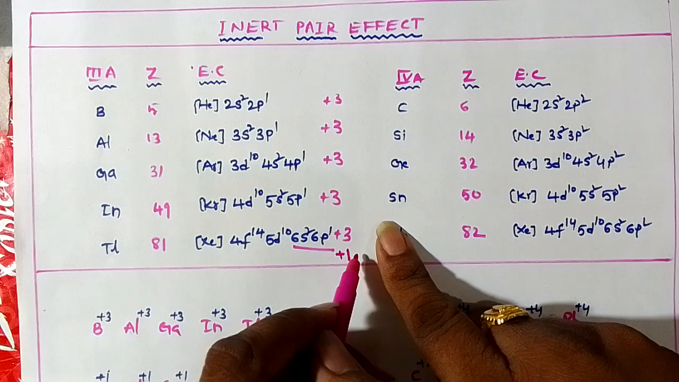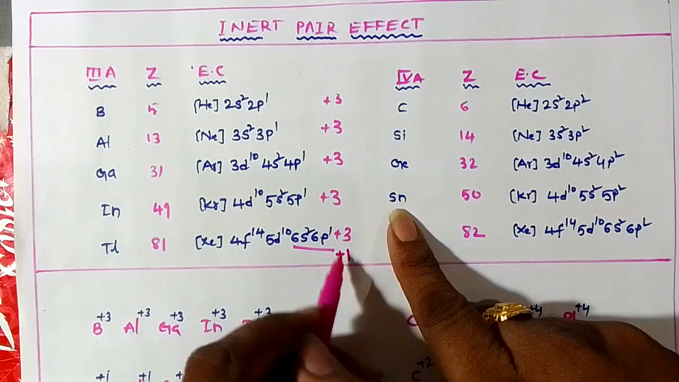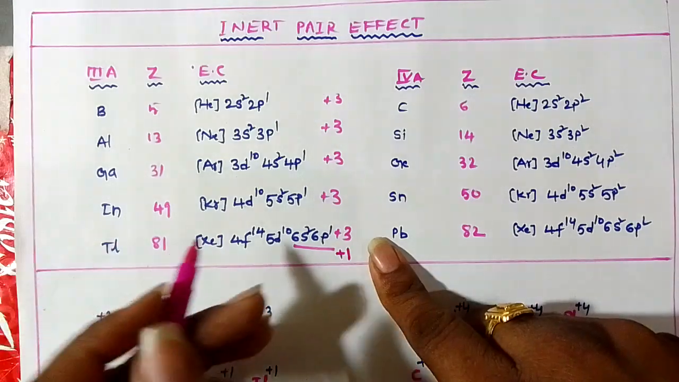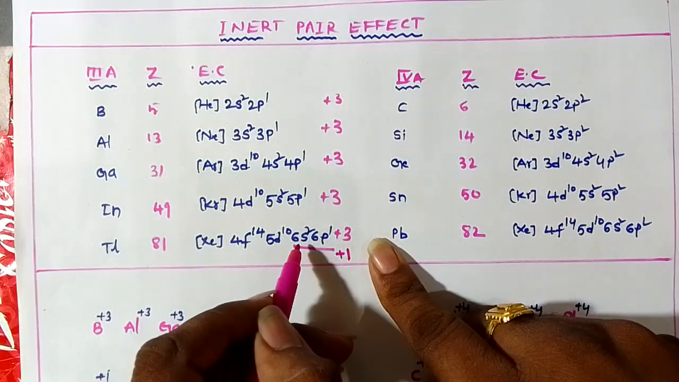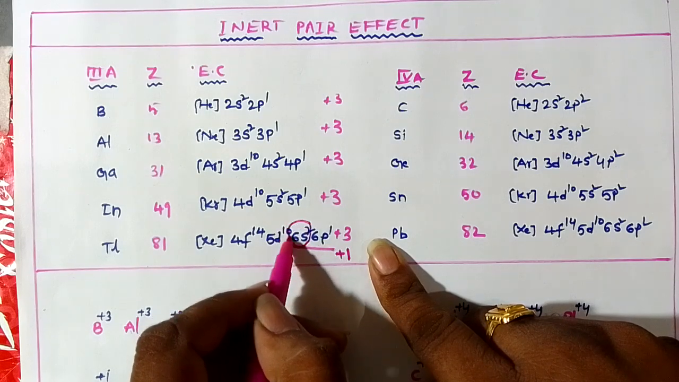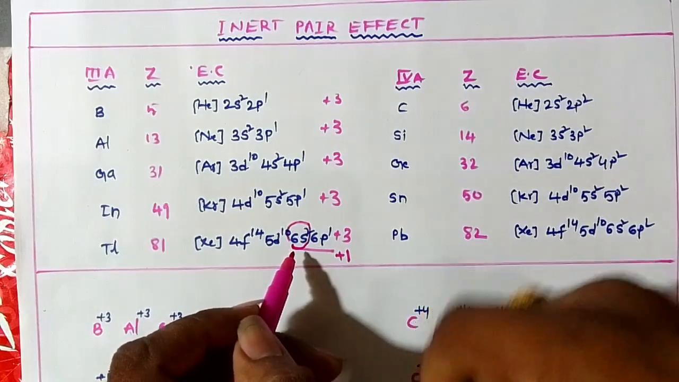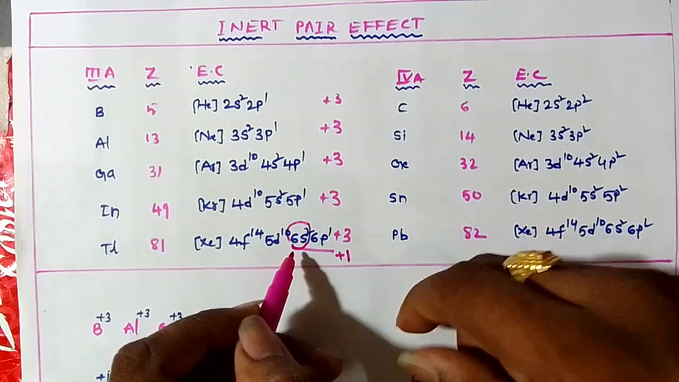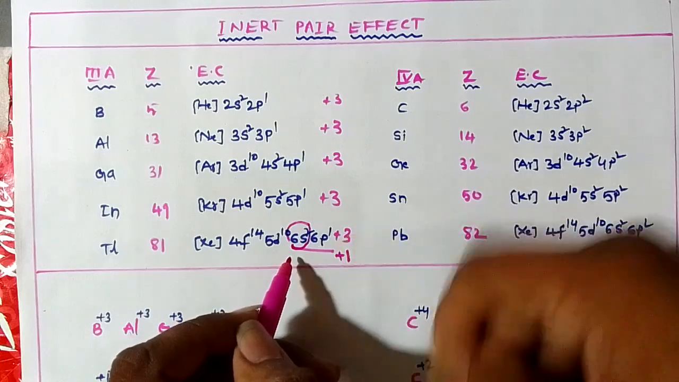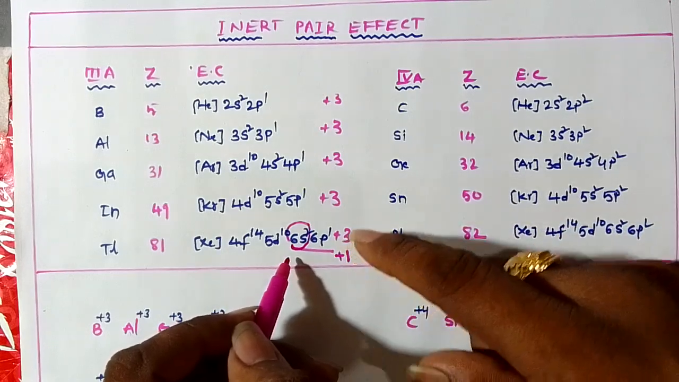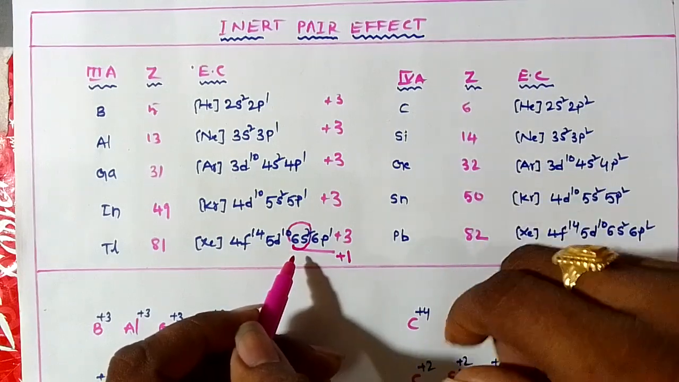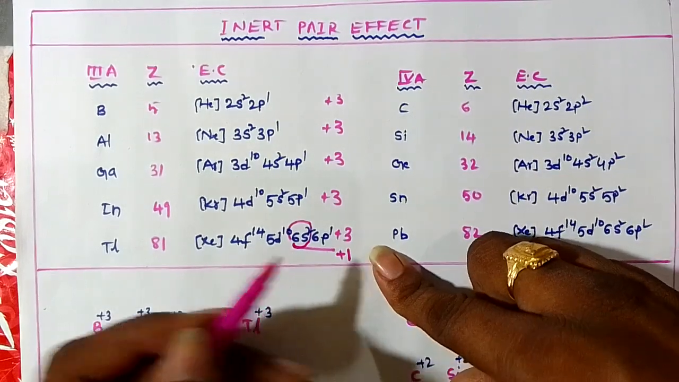Here the +1 oxidation state is more stable compared to the +3 oxidation state. So this effect is called inert pair effect. So what is meant by inert pair effect? The reluctance of ns electrons to participate in bond formation is called inert pair effect. The reluctance means not willing, no interest to participate in bond formation.